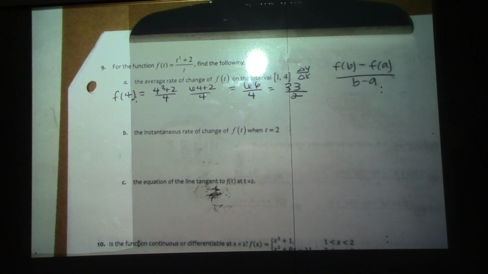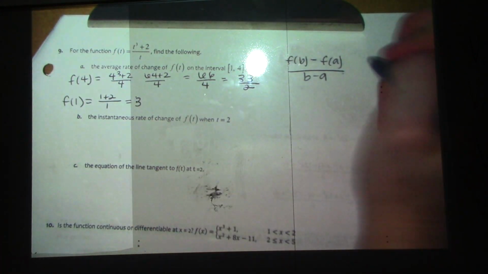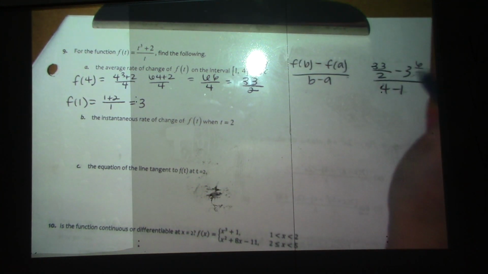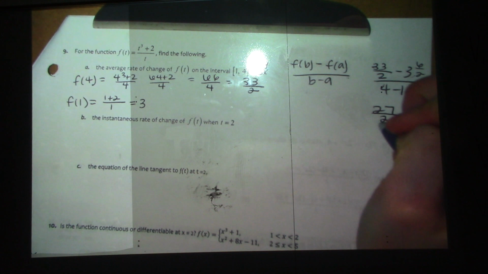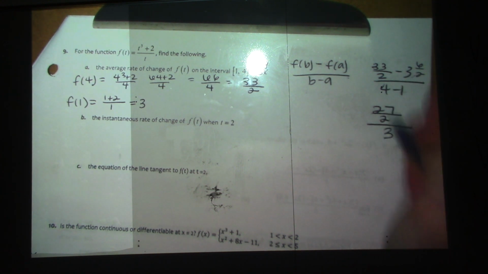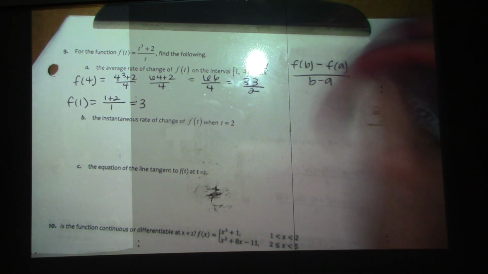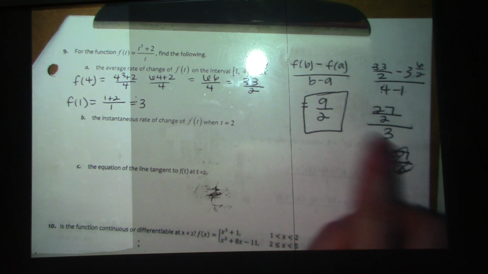So I'll just leave it like that. And then f of 1 is 1 cubed plus 2 over 1, so f of 1 is just 3. And then now you just substitute in. So the average rate of change would be the (33 over 2 minus 3) over (b minus a), 4 minus 1. This would be 6 over 2, so then that would become, is that right? Yeah, 27 over 2, all over 4 minus 1 is 3, so I'm just going to say that's 27 over 6. Oh wait, no, the 3 can cancel out. It's 9 over 2. There we go. Or you can leave it as 4.5, which is the same thing.